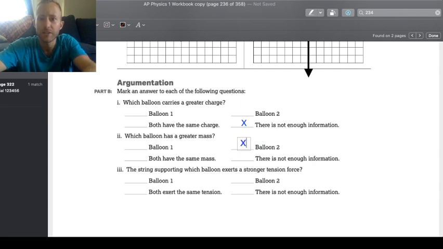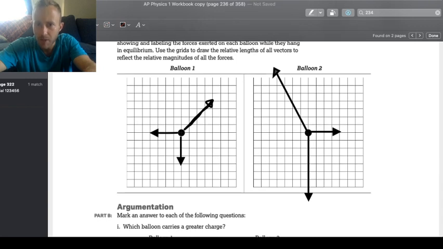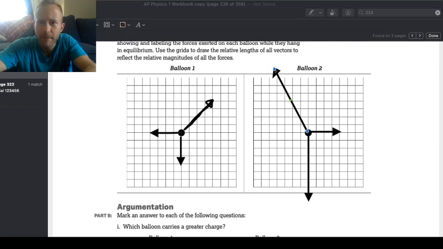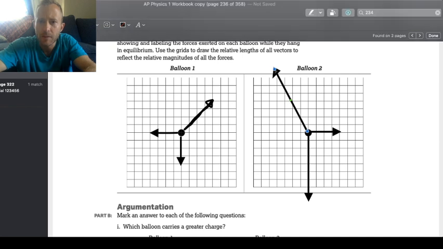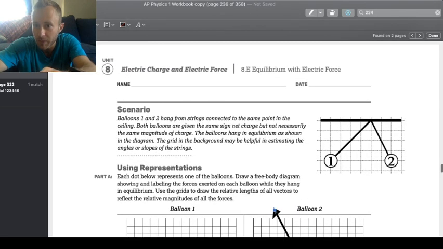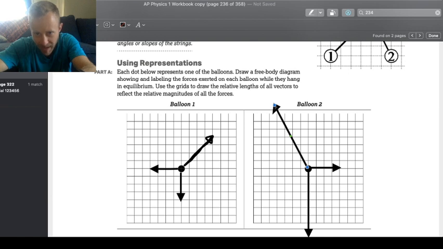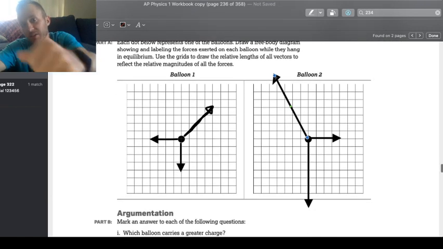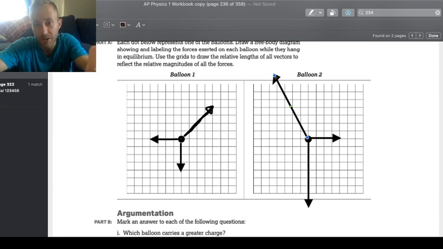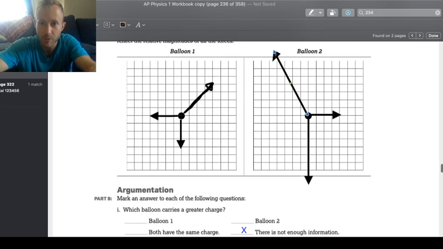Another way you can see that is if you even just look at my diagram, the fact that the 2 electrical forces are equal and opposite means that this force had to go over to the left 4 units. This force had to go over to the left 4 units. And since it's a different slope, because it went over the left 4 units, it had to go up 8 units, which means that the weight force on the balloon 2 had to go down 8 units. So it's a longer weight force arrow.